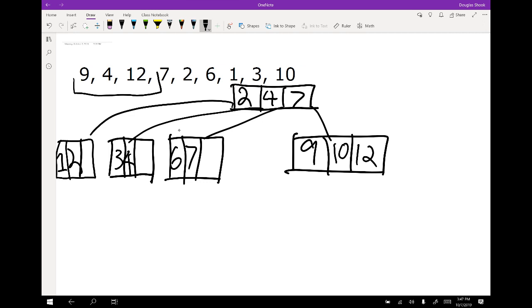If you have some time, we don't have time to do it today, but you could run through a deletion example on this tree as well.